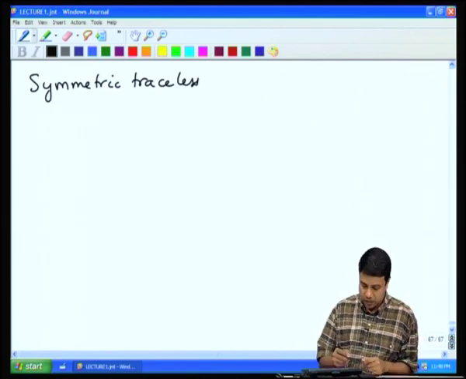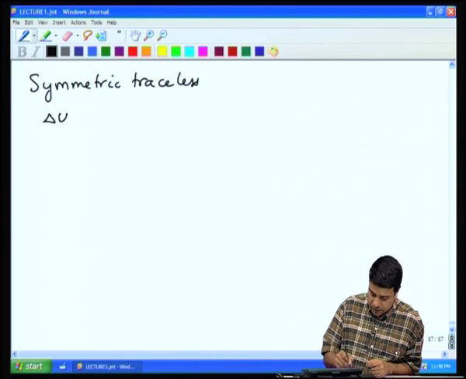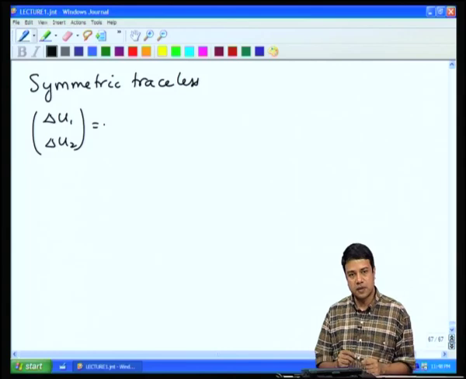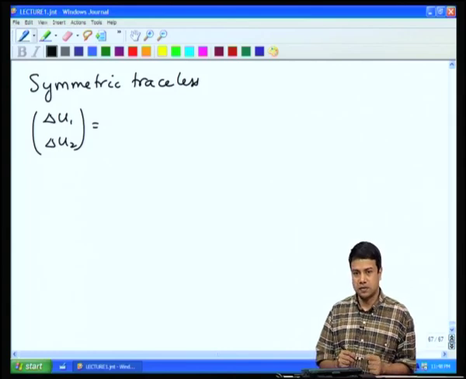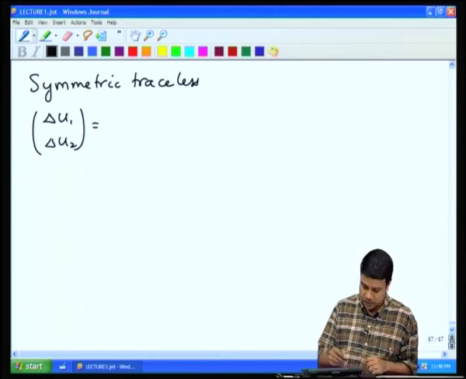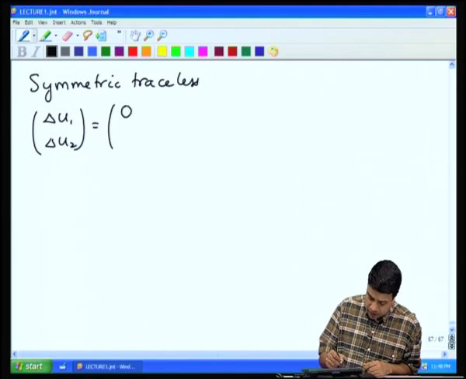Symmetric traceless part. For this one, delta u1, delta u2, this is symmetric and it is traceless. There are different ways that one can write this, but you get the same type of deformation regardless of which way you write it. So, this is equal to 0, a symmetric tensor.